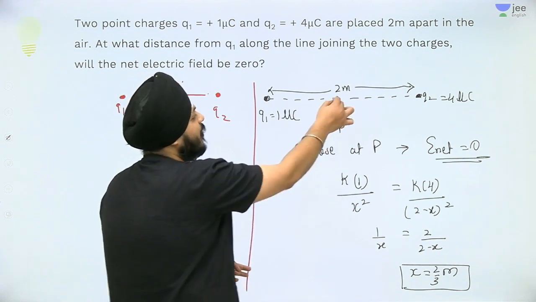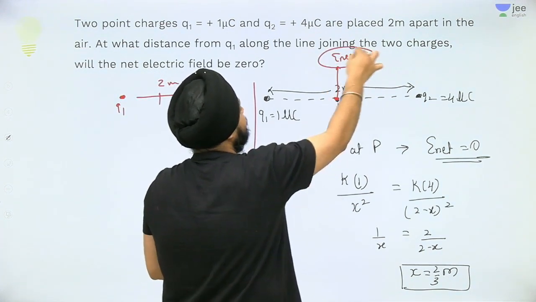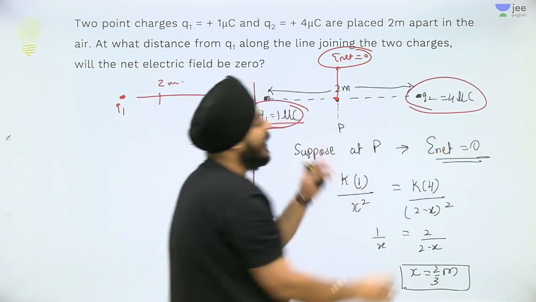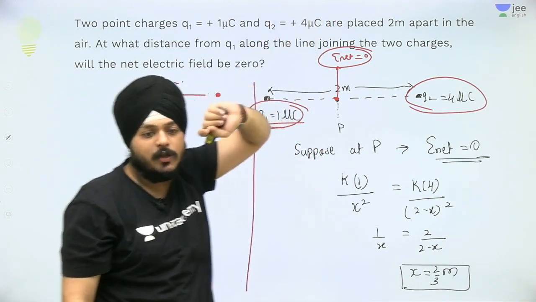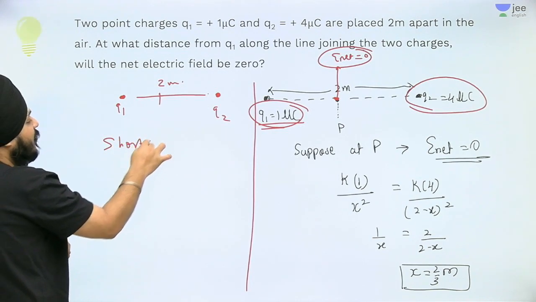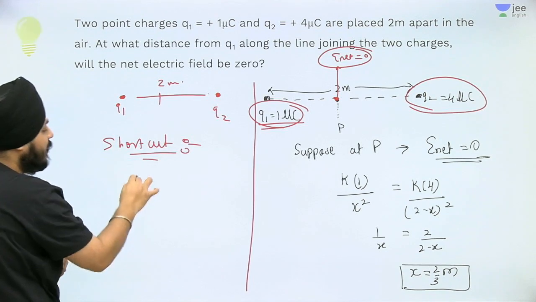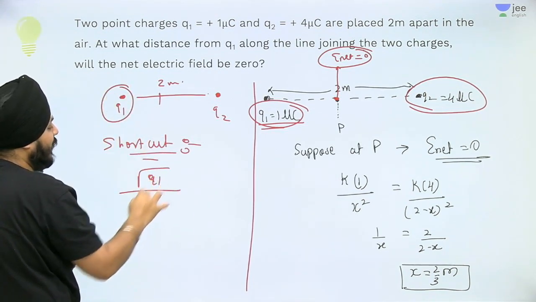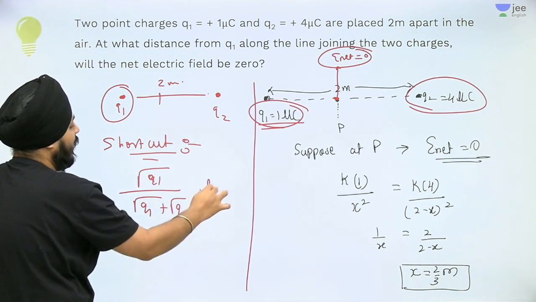So at that specific point where the net electric field is 0, it means that we are going to compare the electric field because of Q1 and Q2. This is also a very simple question, but I am going to give you the shortcut for it. This is going to help you a lot in the JEE second attempt. Suppose you are measuring the distance from Q1, then it is root Q1 divided by root Q1 plus root Q2, into L.